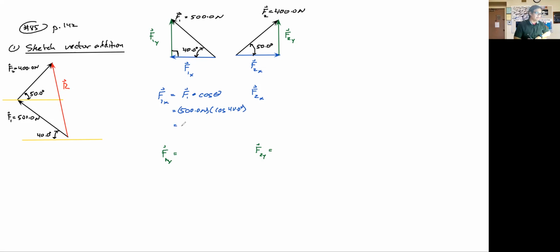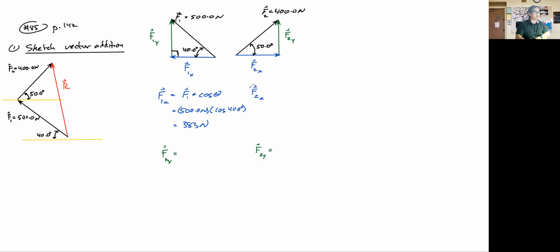Cosine of 40. Sorry, guys. Let me get my calculator really quickly. I think I got a little bit off here. So let me just check my work really quickly. So we have 500 times the cosine of 40. Okay, I get 383. So it's going to be 383 newtons for this vector here.